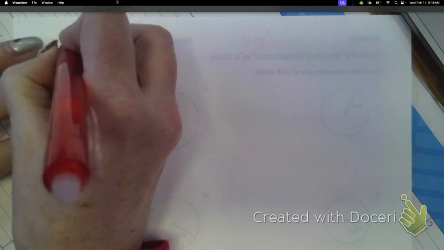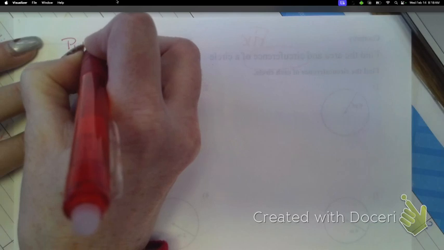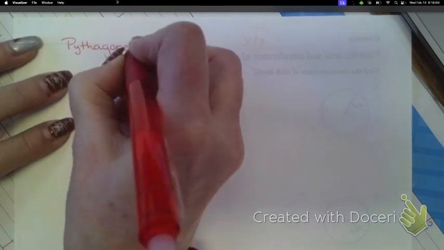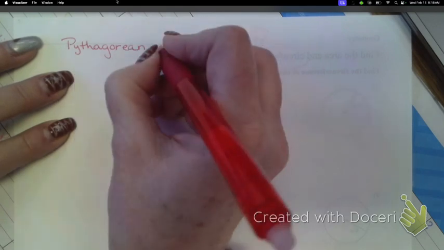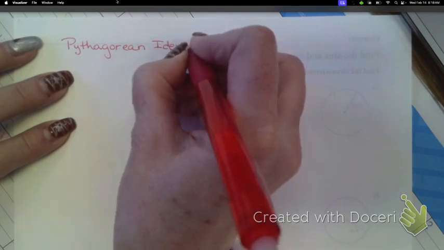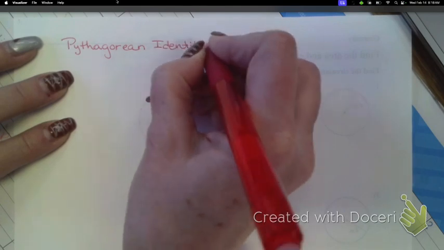You should all by now be able to rattle off the reciprocal identities. What were the reciprocal identities? Sine equals 1 over cosecant. Cosecant equals 1 over sine. Cosine equals 1 over secant. Secant equals 1 over cosine. Tangent equals 1 over cotangent. Cotangent equals 1 over tangent.